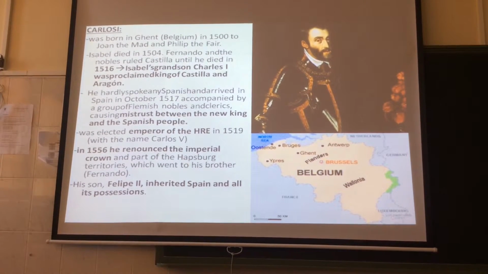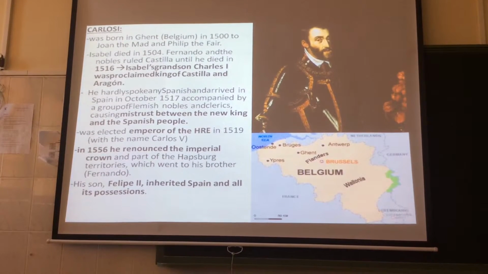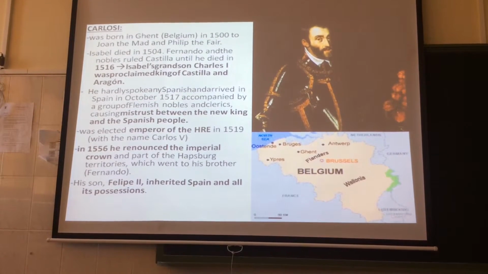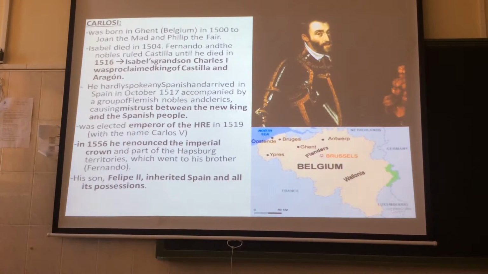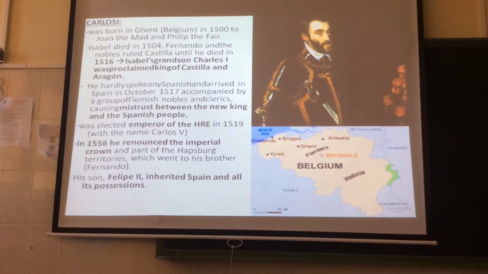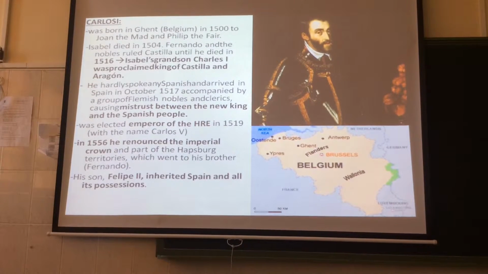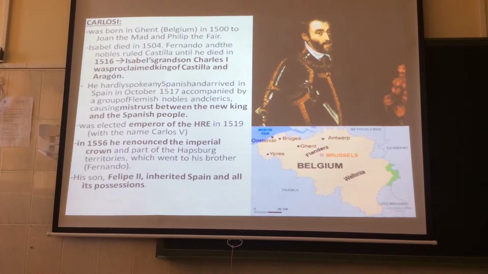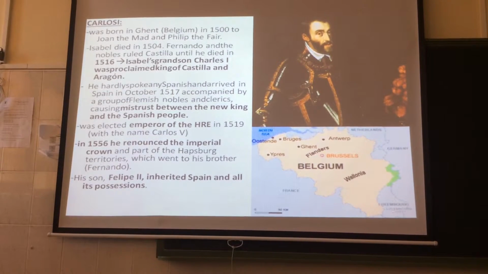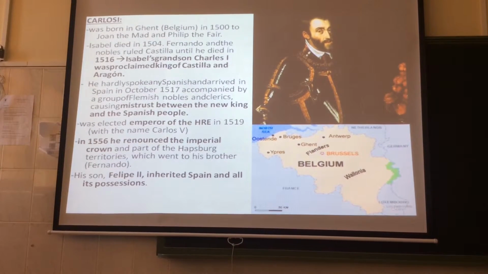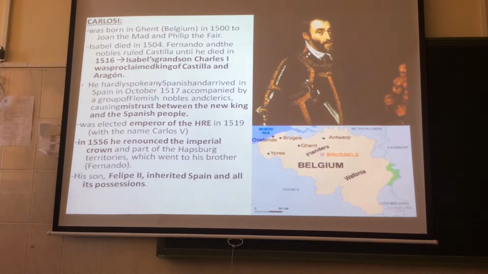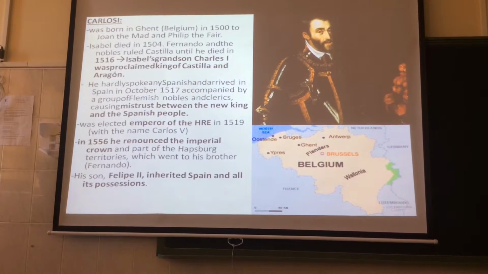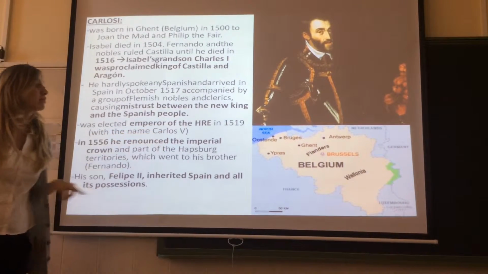He arrived, right, basically in 1517, he's 17, he barely knows any Spanish, and of course they sent him with a bunch of Flemish nobles, who were his advisors, who told him what he had to do. So this poor guy has no idea what's going on, he's a child, right, in a foreign land. The people were not happy because their queen dies, and here comes this child who doesn't even know the language, has no idea what's going on, and is being advised by people who are not even Spanish, right? So there was a lot of mistrust between the new king and the Spanish people, that later results in the Comunero rebellion, for example.